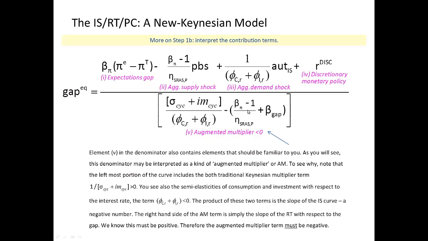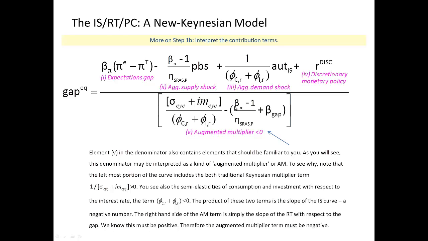Now, what about this here? This term is straight out of the RT curve. But we're going to actually get a sign for this. Why? Our marginal propensity to save is positive. Our marginal propensity to import is positive. Our responses to the interest rate are negative. We consume less, and especially we invest less when the interest rate goes up. So this whole term over here on the left-hand side is negative. Okay? Let's go over here. Our beta pi minus 1, remember that beta pi has to be greater than 1.